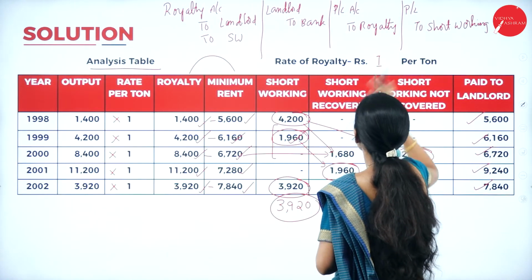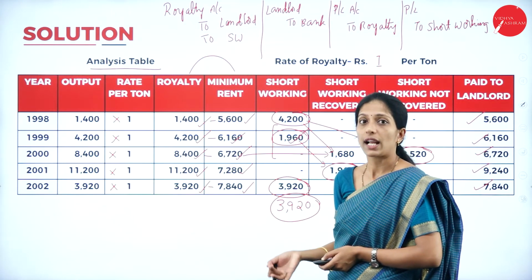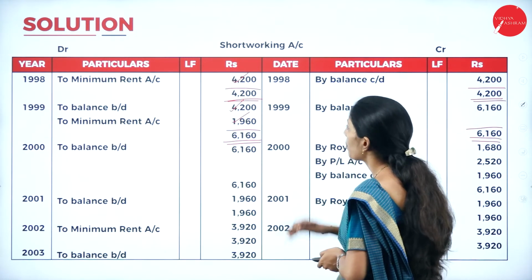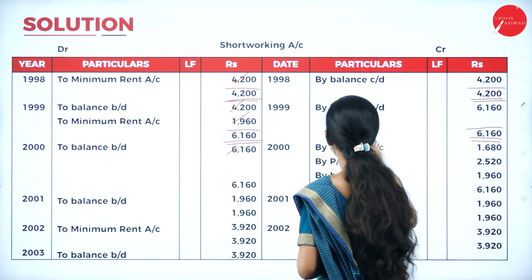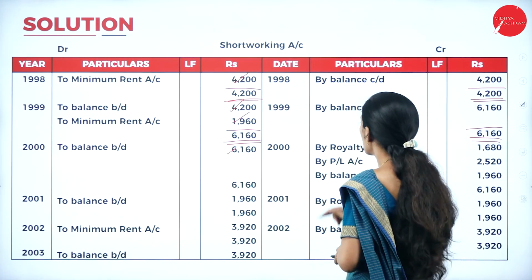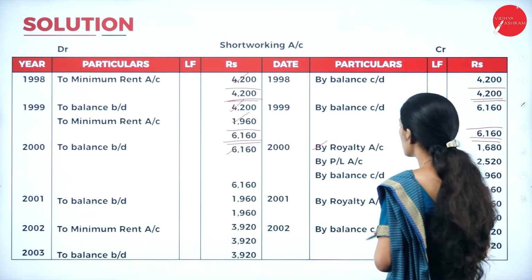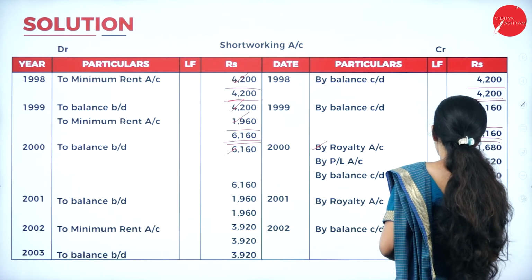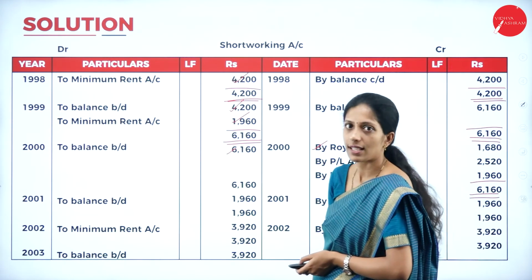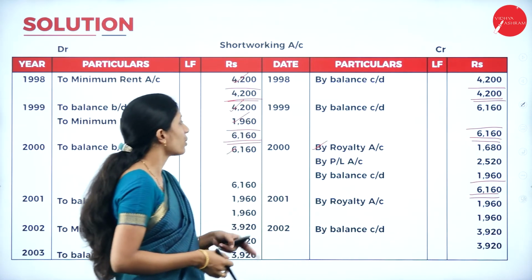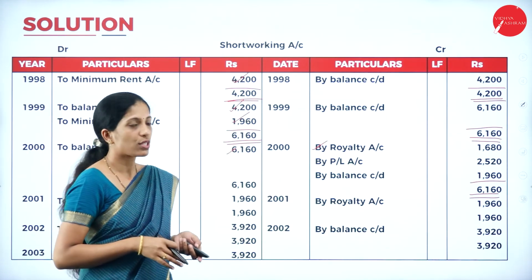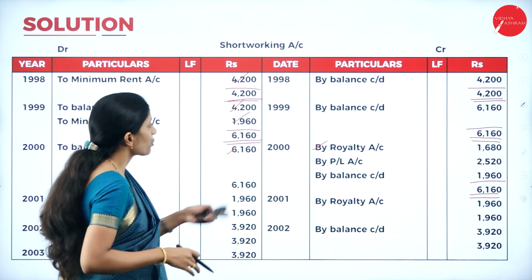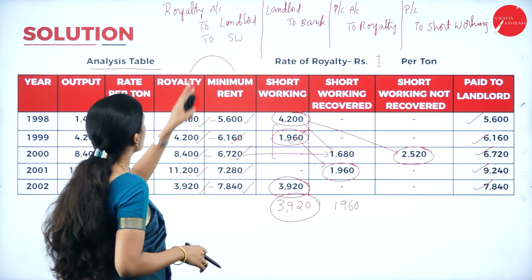Next entry, profit and loss to short workings. So how do you write in short workings? By profit and loss. So in short workings, you will bring down the balance first. So there is a carried down balance. Next, by royalty account, 1,680. By profit and loss account, 2,520, and balance carried down. So balance carried down is 1,960. So by royalty account, that is 1,680. By profit and loss account, 2,520, because you have short workings also. So if you see here, how do you write short workings?